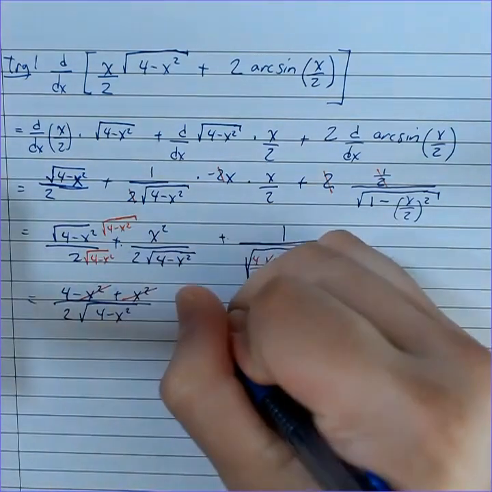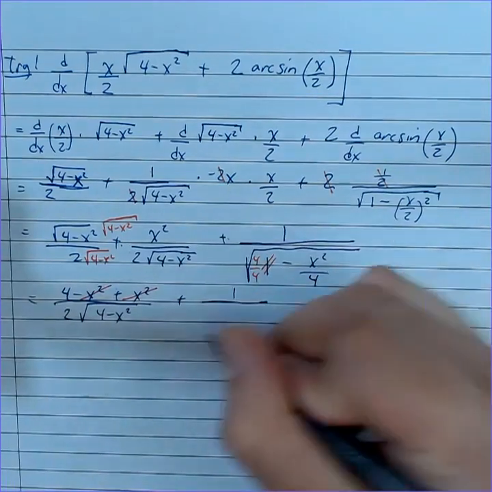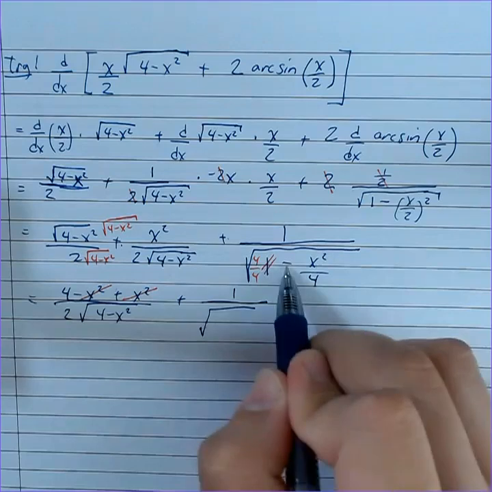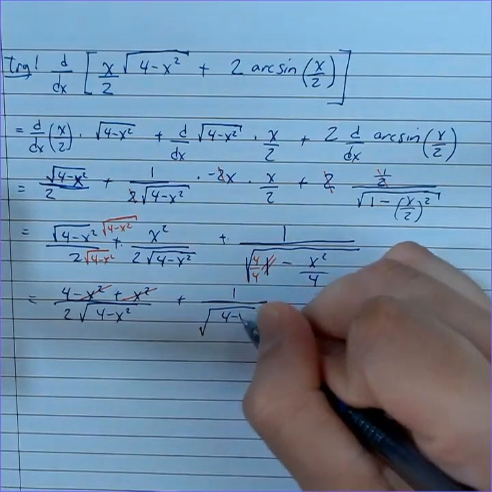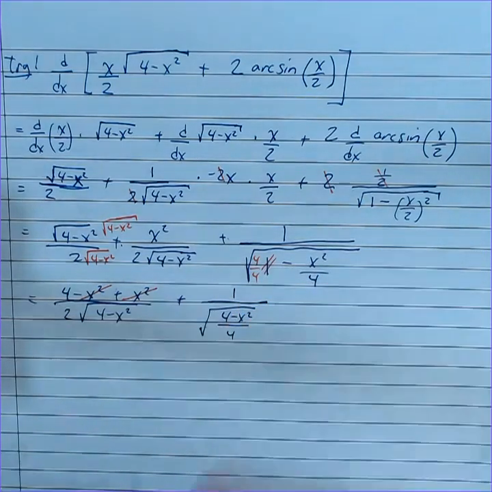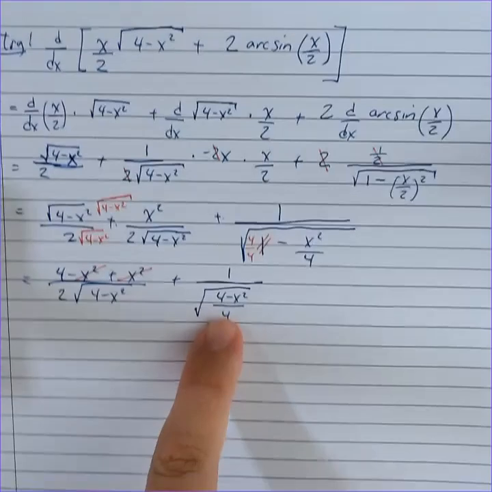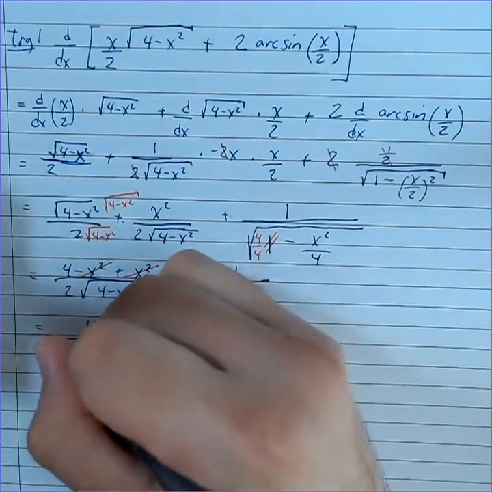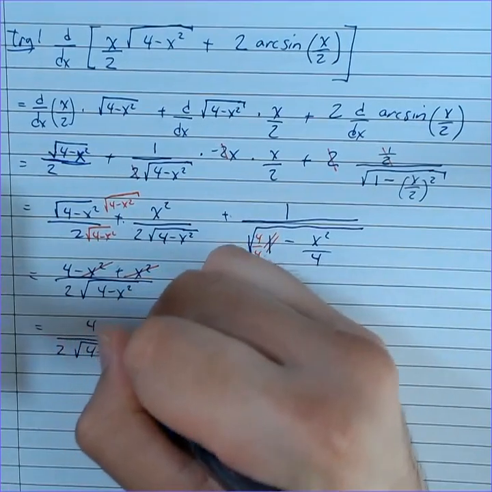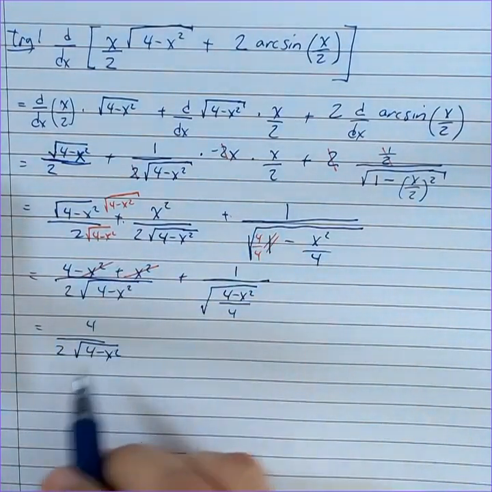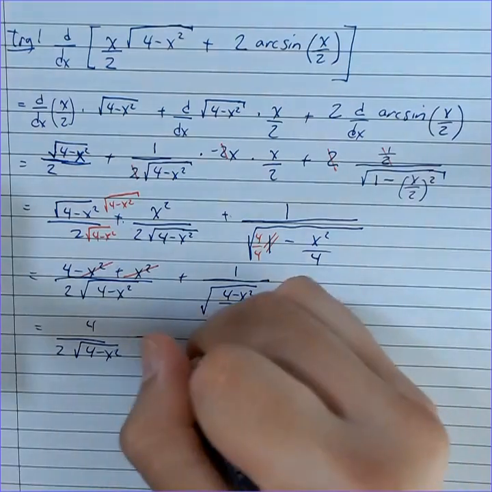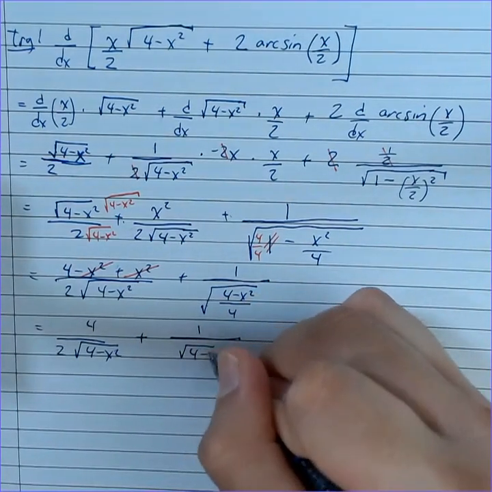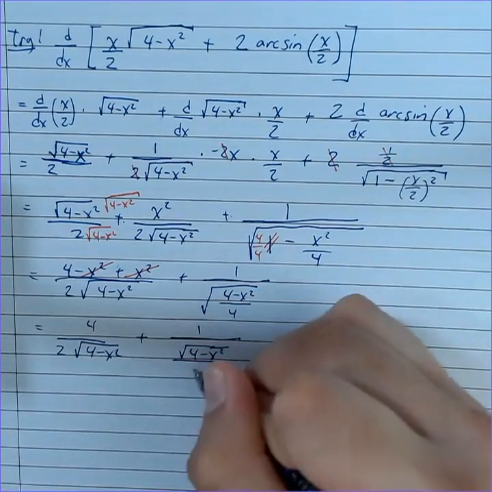Over here, I can write that as 1 over the square root of, well, that's 4 minus x squared over 4. But notice I know how to take the square root of 4. So here I'm writing this as 4 over 2 square root of 4 minus x squared. Those are gone now. I'm not going to bother writing them anymore. Plus 1 over the square root of 4 minus x squared over 2.